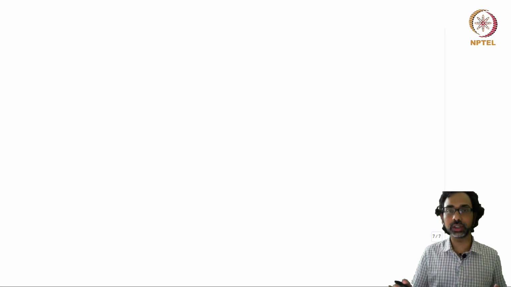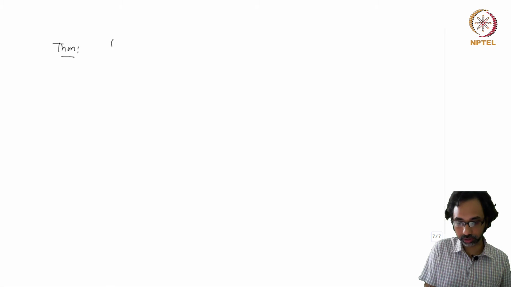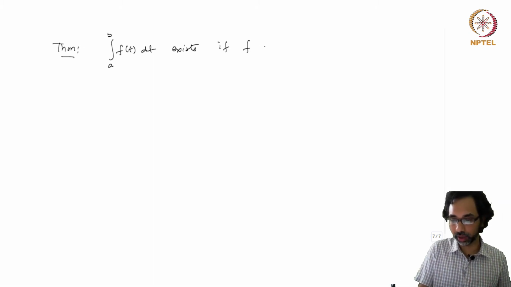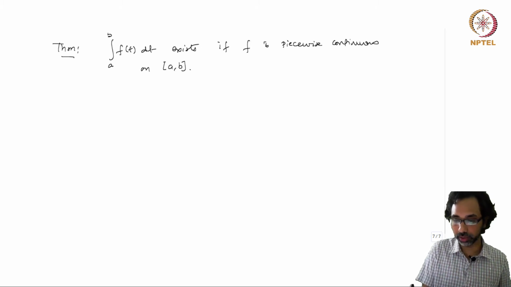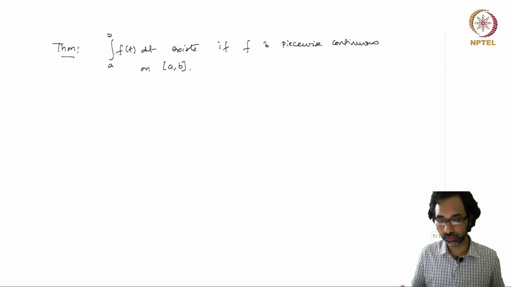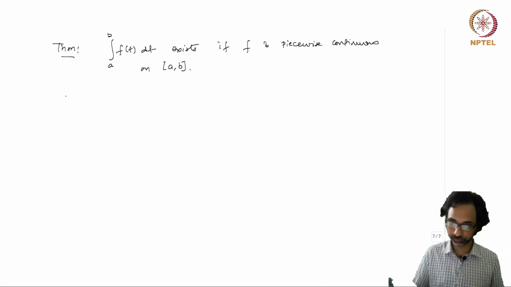Once we know the definition of a piecewise continuous function, we can state a sufficient condition that the integral from a to b of f(t) dt exists if f is piecewise continuous on this interval [a, b]. Okay, so this gives us sufficient conditions for the existence of Riemann integrals on closed and bounded intervals.